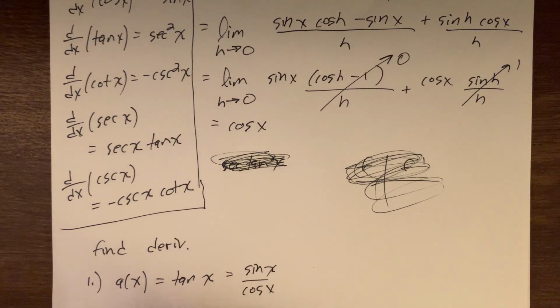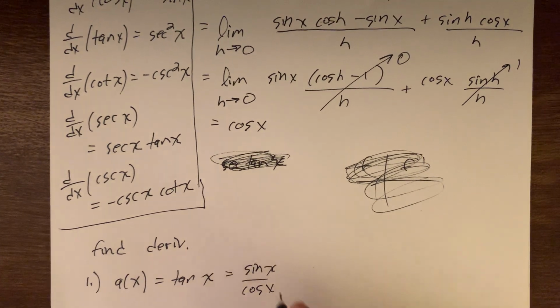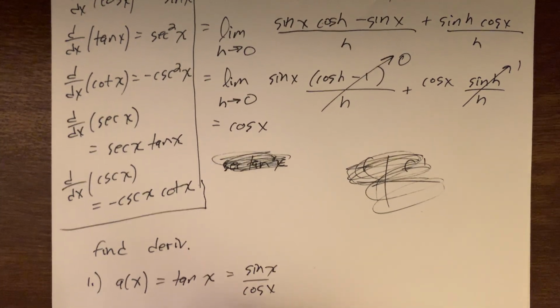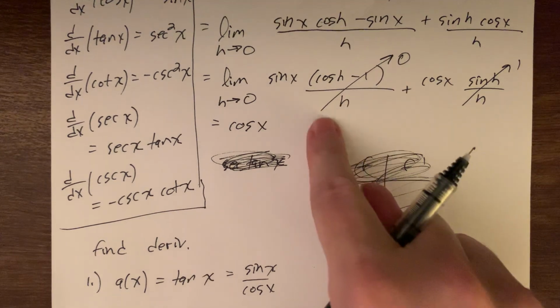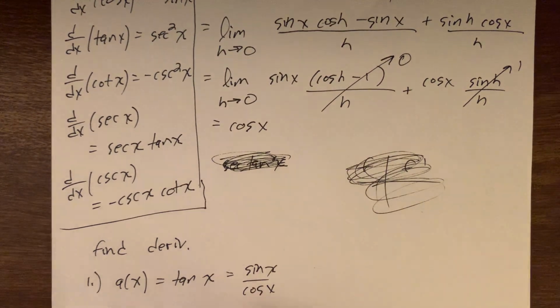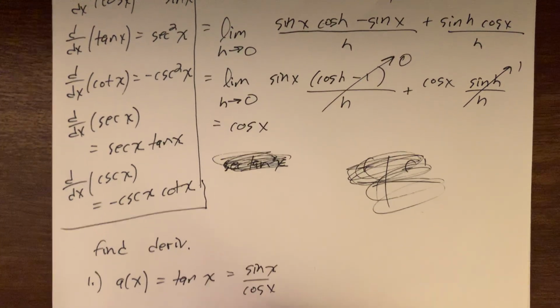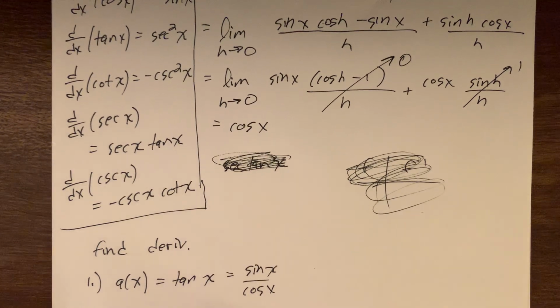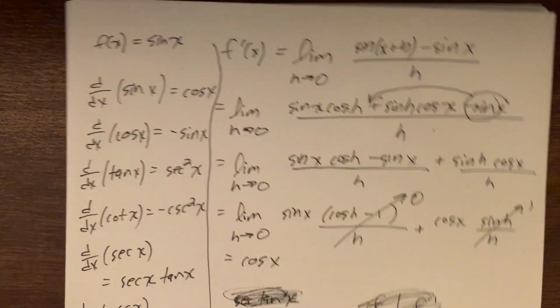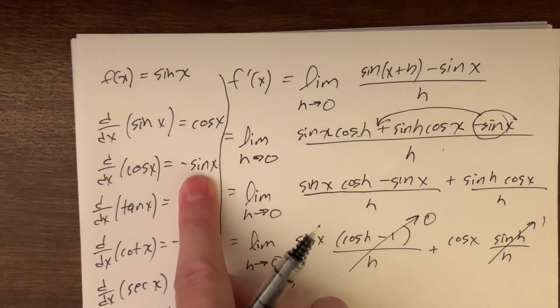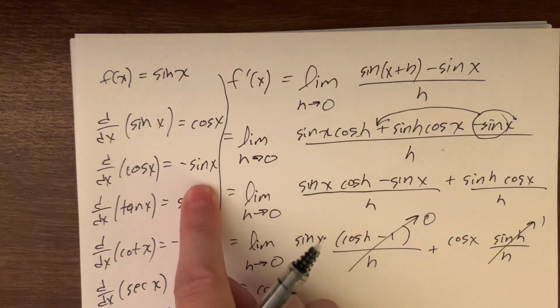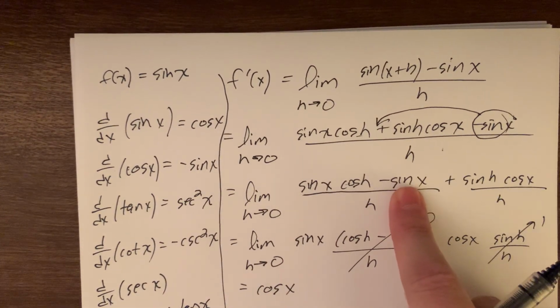But that's okay. Quotient rule: derivative of the top, the derivative of sine is cosine. That's a known result that we proved. Times plain old bottom, minus the derivative of the bottom. Well, the derivative of cosine is negative sine. I gave you that; I didn't prove that result. I could, the same way I proved this.